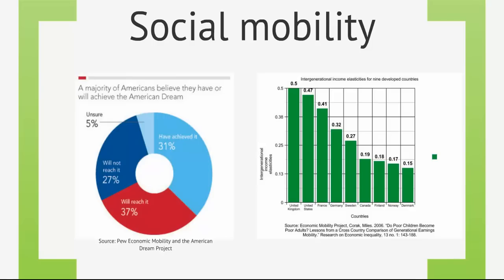So this shows the probability that you will stay in the same income group as your parents. So you see the United Kingdom at 0.5, that means there's a 50% chance that you will be in the same income group as your parents. So if you start out rich, you'll remain rich, and if you start out poor, you'll remain poor. The United States is right behind it at 47%. But you can actually see that Germany and Sweden, they're not the lowest.